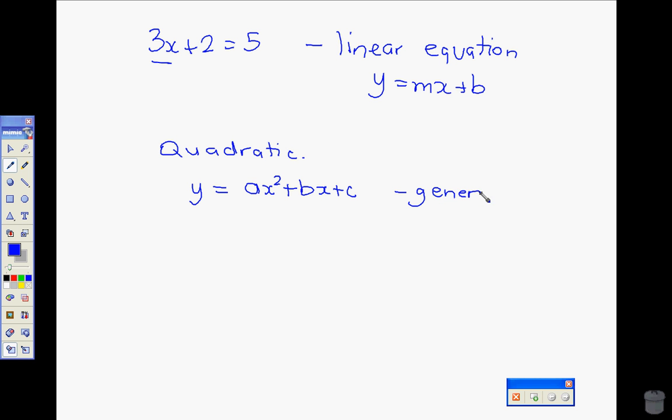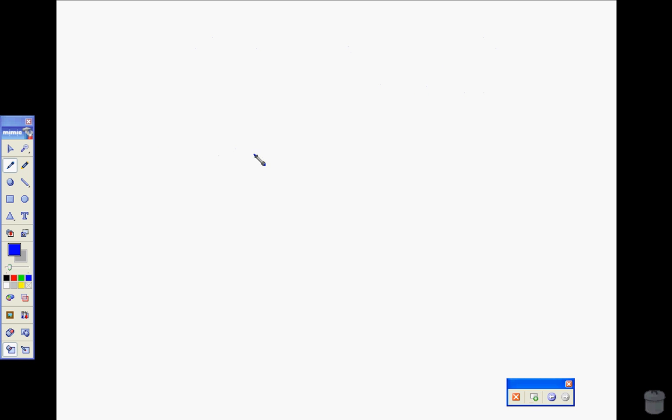Now we won't look at this form really until next year. What we want to look at now is a simple version of it. So we want to look at more in the case where y is equal to just ax squared, and solve these types of equations.